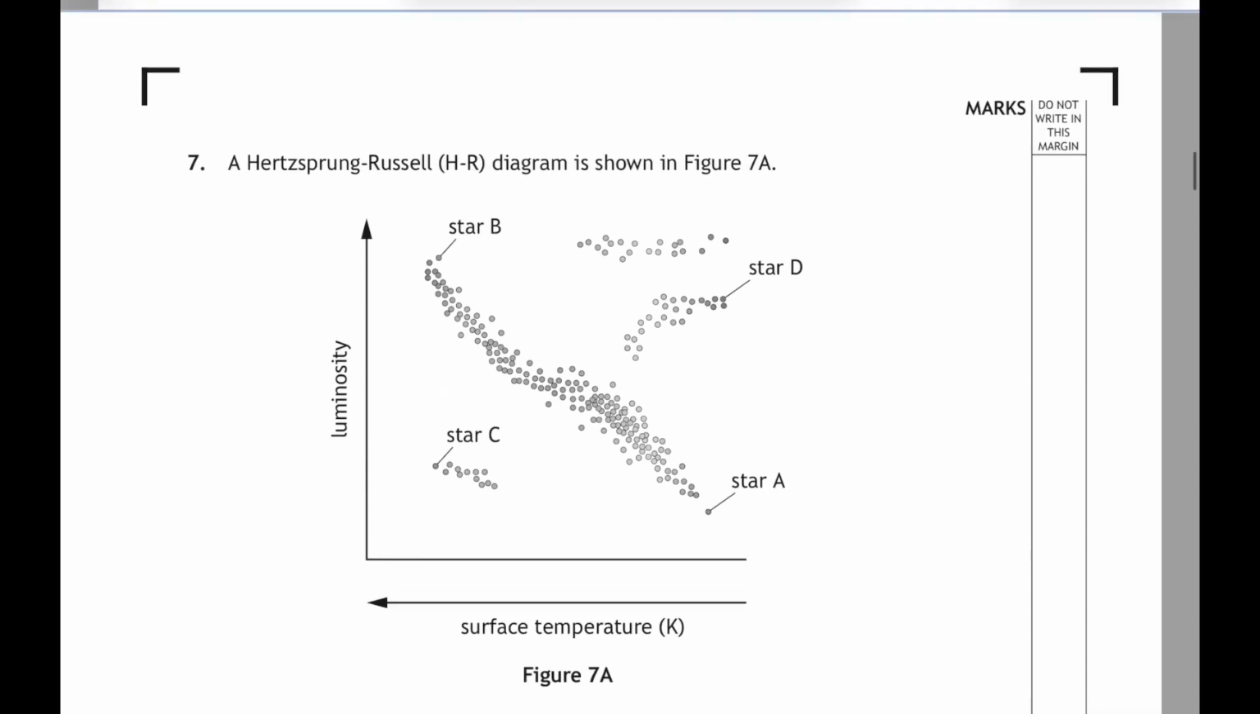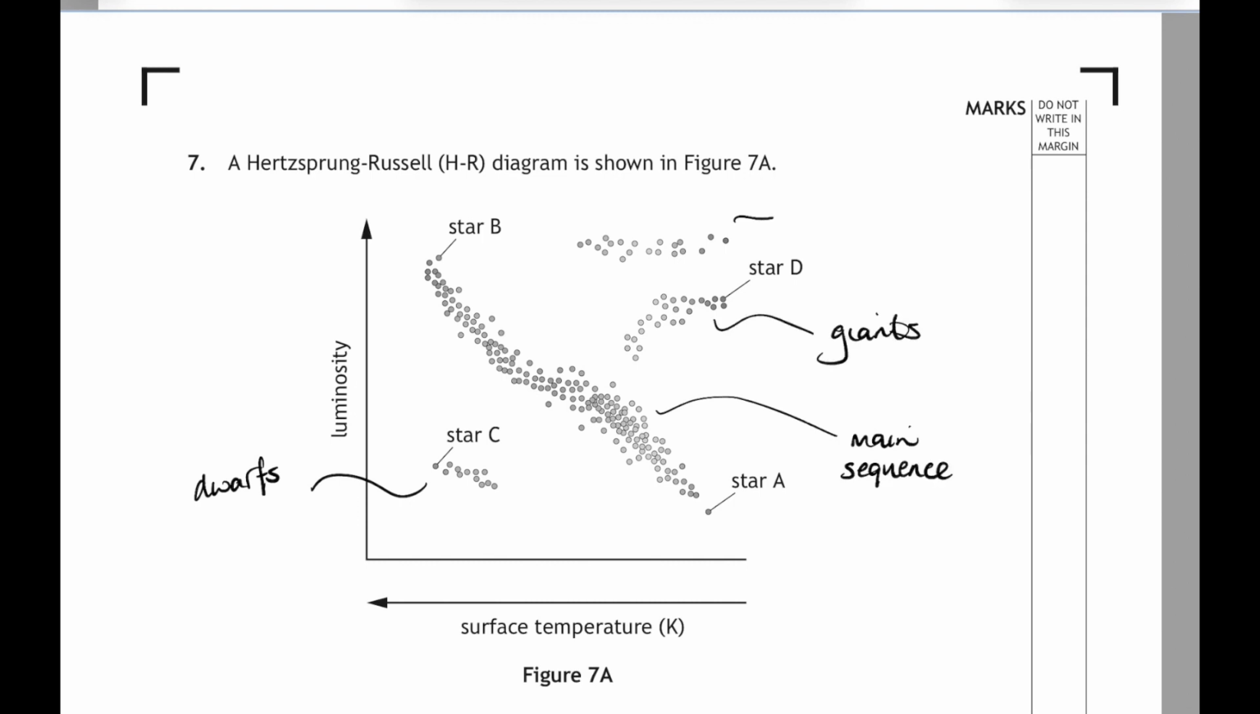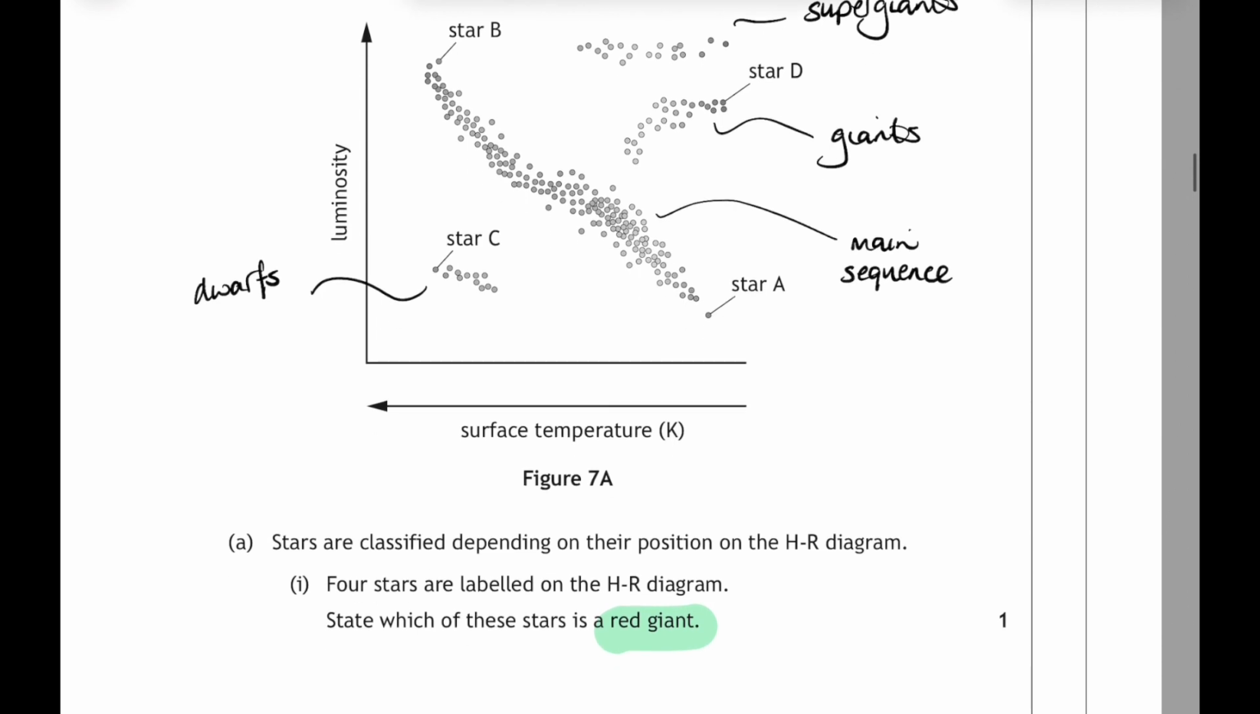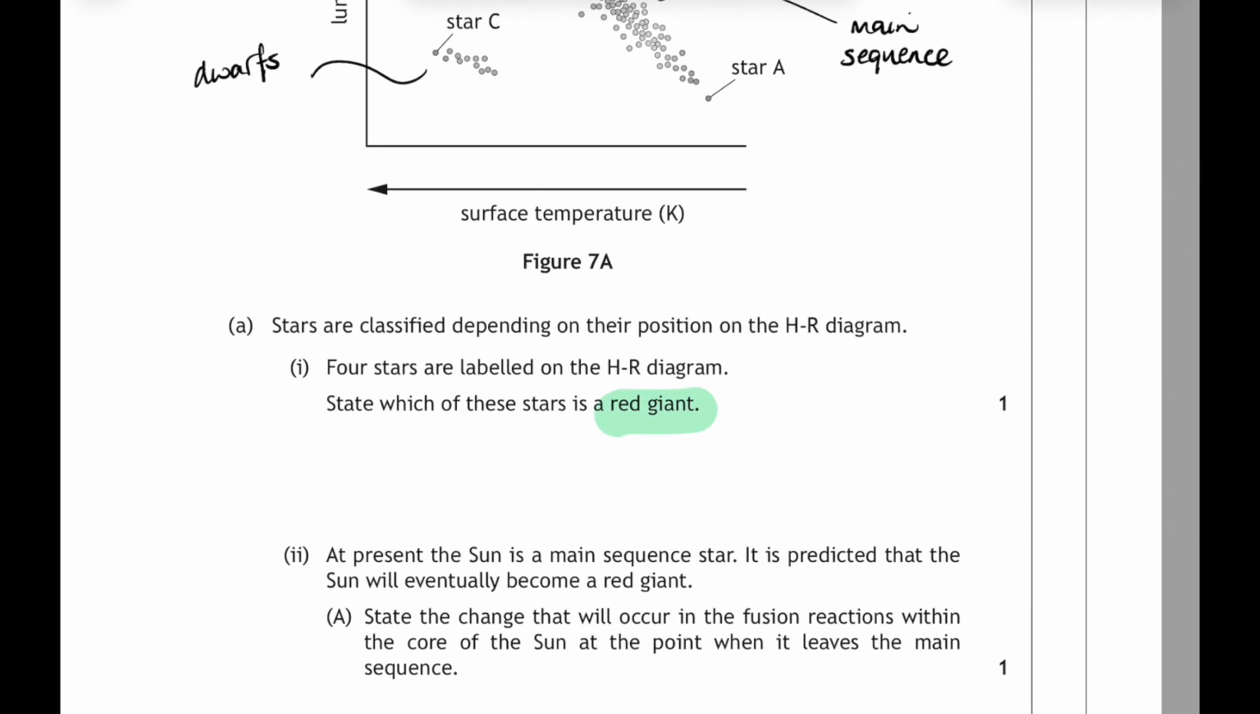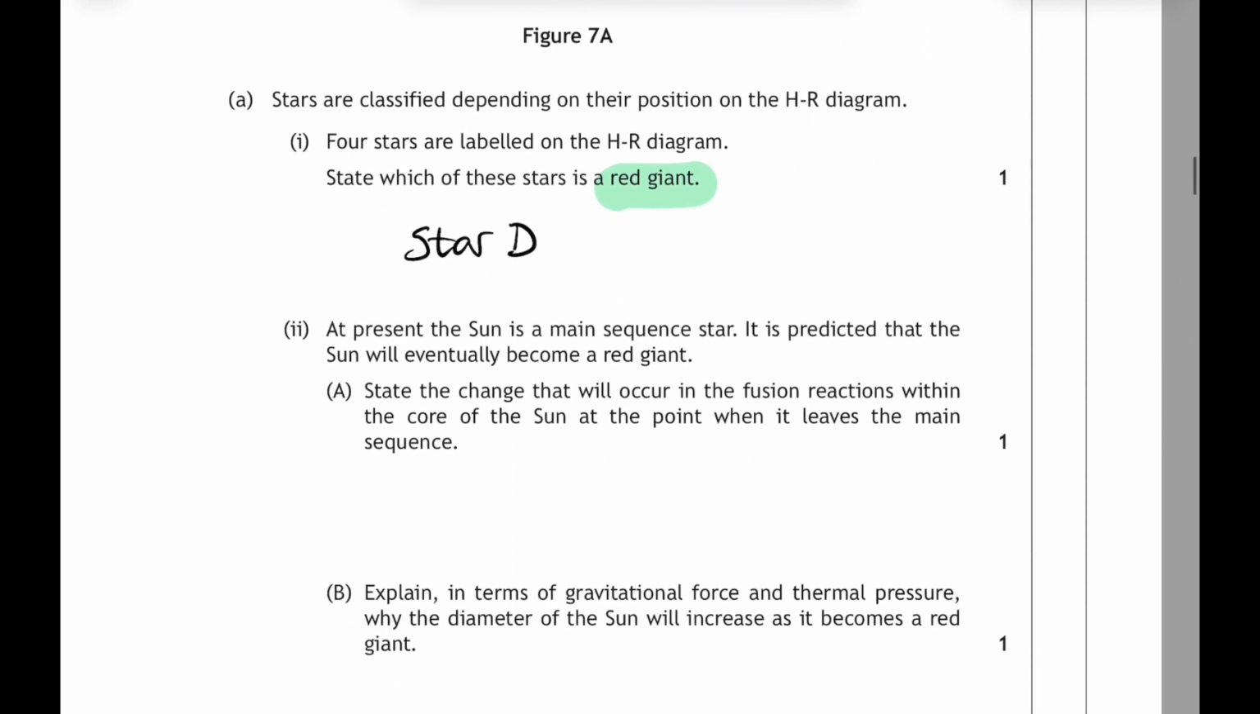Well, let's put the different groups on the diagram. You've got your dwarfs down the bottom left, your main sequence runs diagonally, and then you've got your giants and your supergiants. So a red giant will be in this region here. And so of the 4 stars that are labelled, it must be star D that's the red giant.